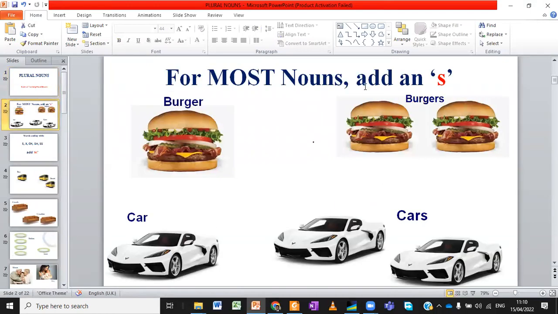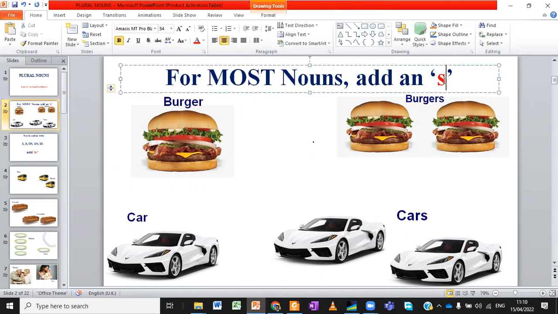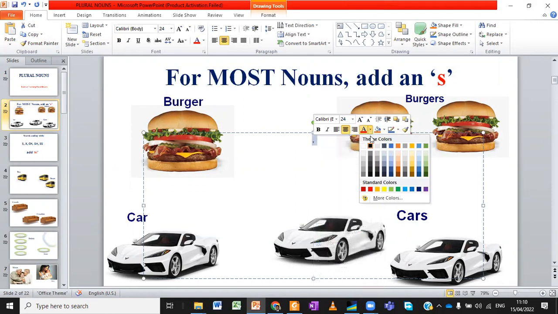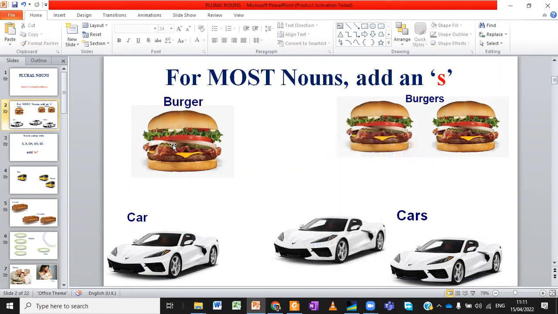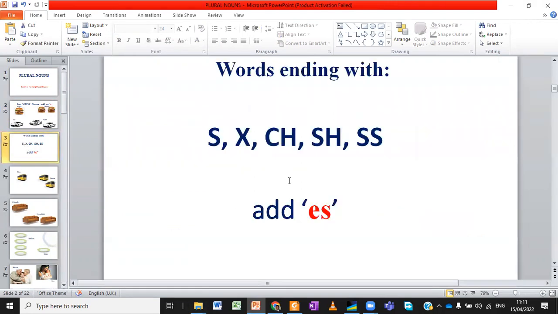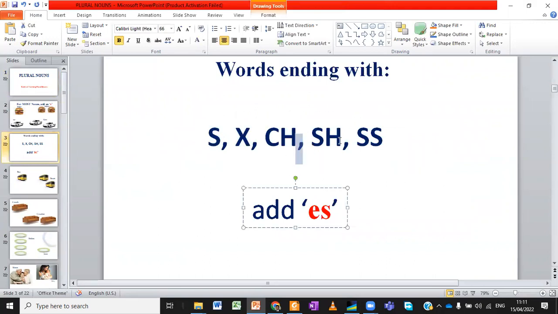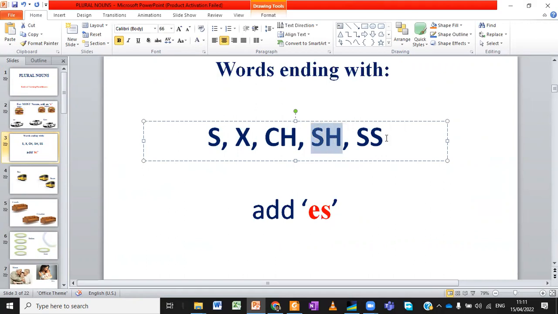The first one, for normal nouns, common nouns, you just add an S. Adding an S is the universal rule for indicating that the word has changed from singular to plural. So we have burger, burgers, car, cars. But for words that end with S, X, CH, and SH, so SH and SS, you add an ES.